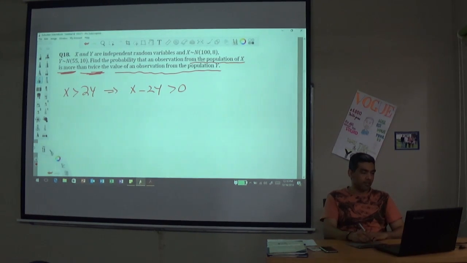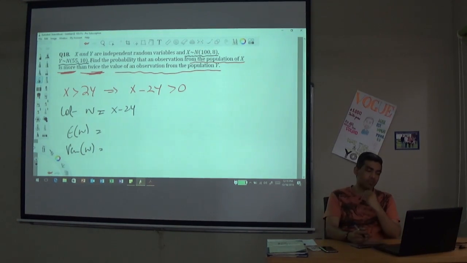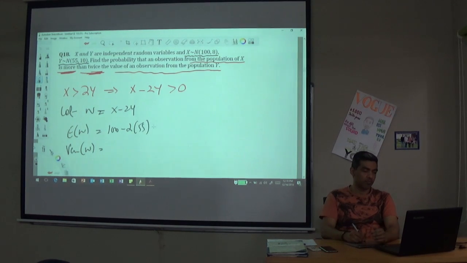So let's say W equals X minus 2Y. We call it the new random variable W, and then we are interested in the expected value of W and the variance of W. See, the description of X and the description of Y is already stated. So can you give me the expected value of W now? That would be X minus 2 times Y. That would be 100 minus 2 times 55, which is how much? Negative 10.